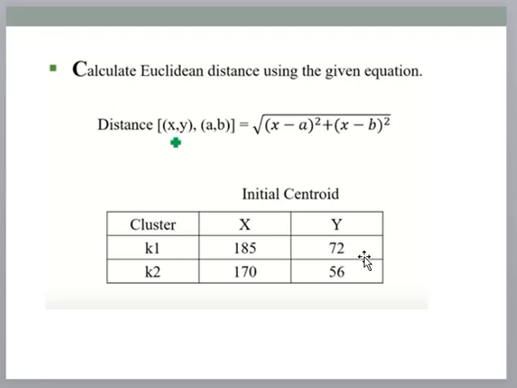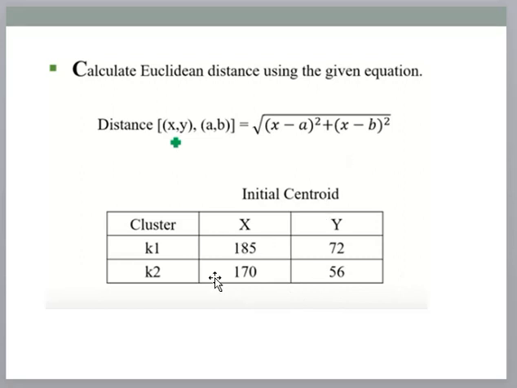Now once we have the cluster centers and the total number of clusters, the next thing is that we need to calculate the distance, and we are using Euclidean distance here. So we need to calculate the Euclidean distance of the data point and the cluster center, right? So we can use this formula, in which we have a cluster center and a data point, and we are basically calculating the distance of the cluster center and the data point. So we already know that we have our initial centroid as 185, 72 for one cluster, and for another cluster we have 170 and 56.